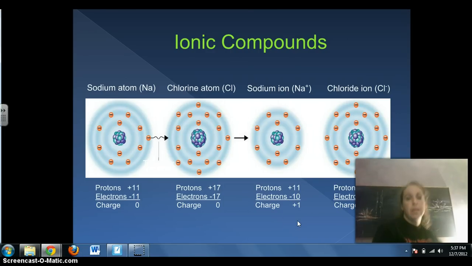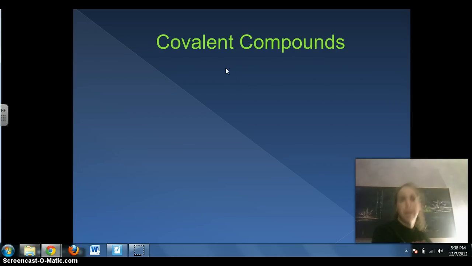Okay? So that's how you form ionic compounds. One atom, usually a metal, so on the left side of the periodic table, donates an electron to a nonmetal, which is on the right side of the periodic table. That's an ionic compound. Okay, the other type of compound that we need to talk about are covalent compounds.